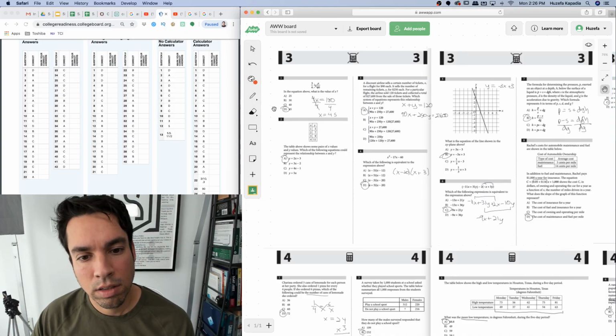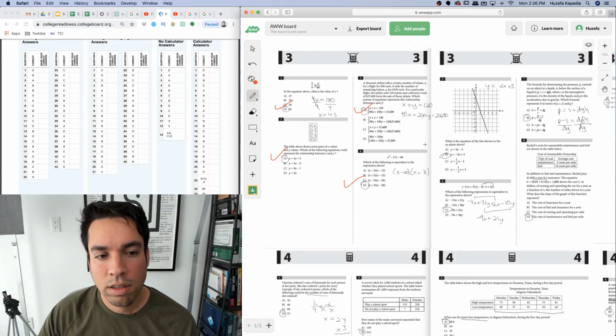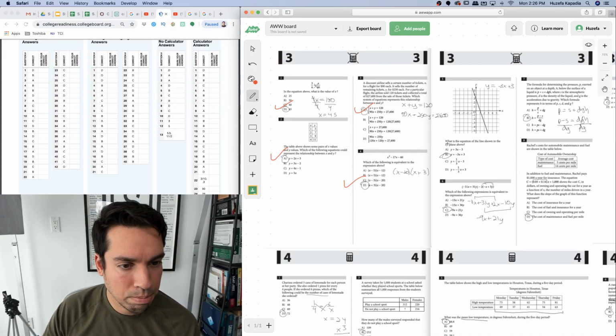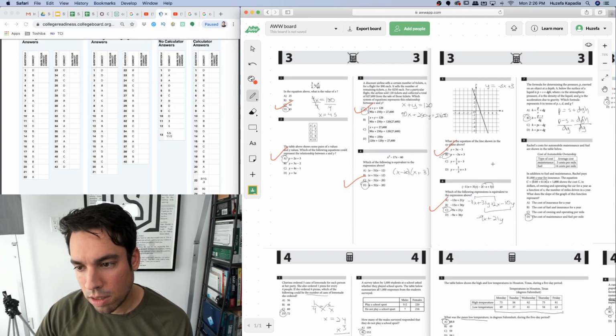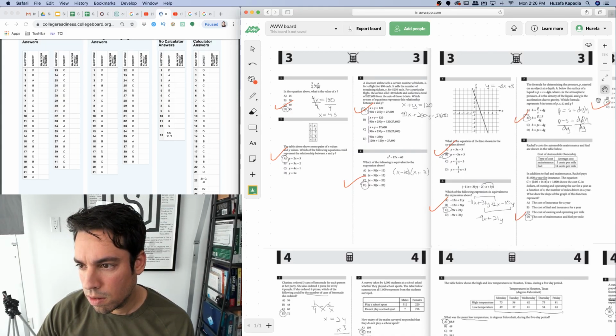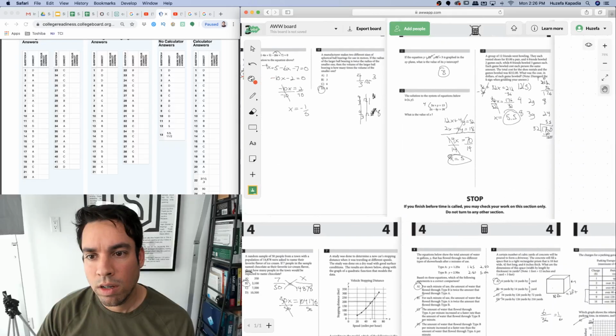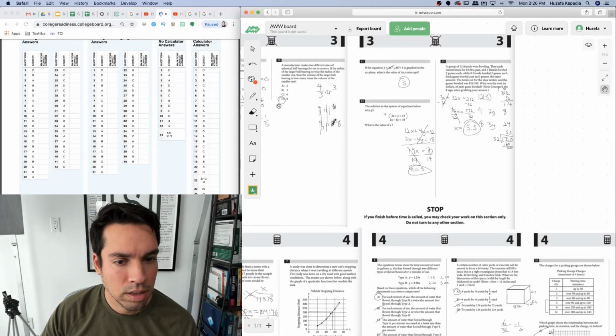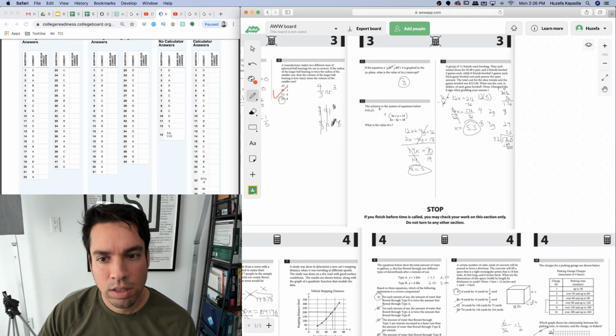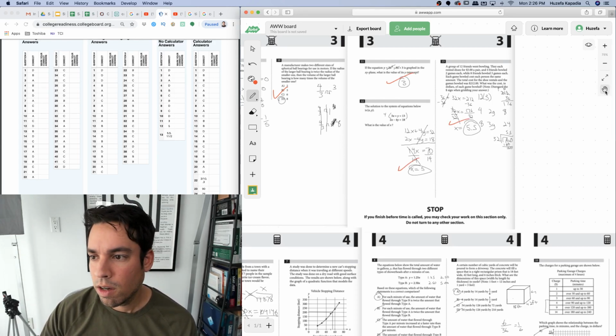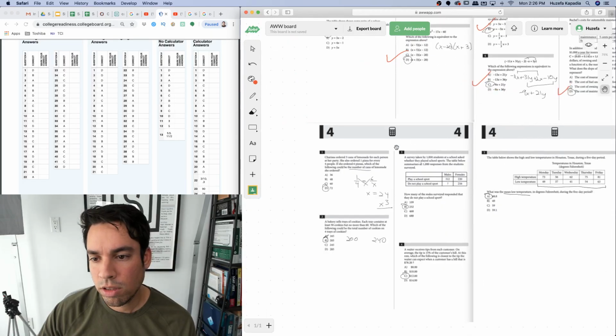DAAD. 5 is BCBDC. C. And then 10 is D. And then it's 3, 5, and 5.5. Okay. All right, that's the no calculator section. Let's look at the calculator section.